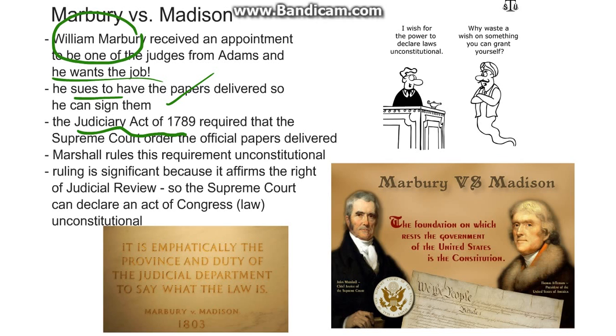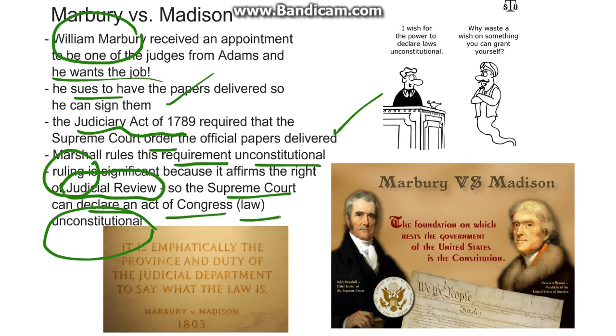The Judiciary Act of 1789 required that the Supreme Court order that the official papers have to be delivered. John Marshall is going to rule that this requirement is unconstitutional. And this ruling is important and is a landmark court case because it affirms the right of the Supreme Court to have what's called judicial review. The Supreme Court has the power to declare an act of Congress, which is a law, unconstitutional, and to reverse it.